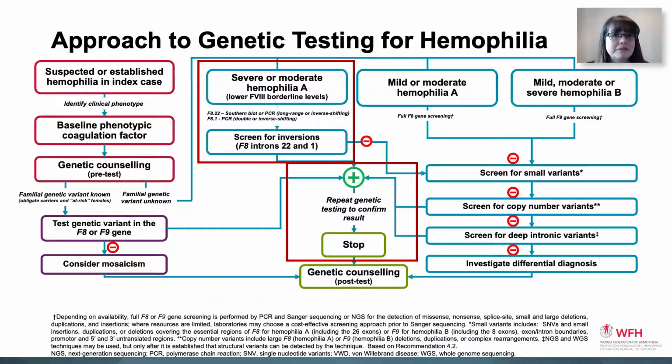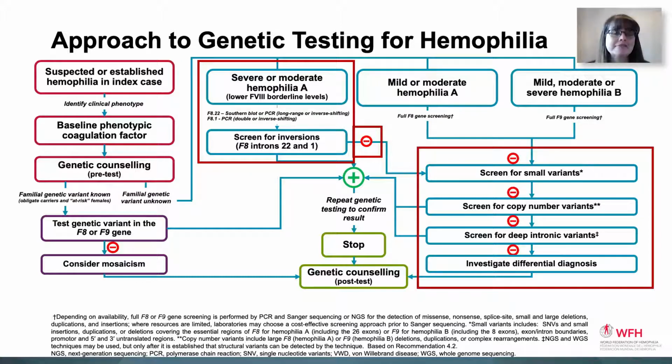If these inversion mechanisms aren't detected, then we will cascade those samples on for further analysis of the factor VIII gene. We'll do full factor VIII gene screening. So factor VIII is located on the X chromosome. It consists of 26 exons, so we will screen all 26 exons, the splice site boundaries of the exon and the intron, and we'll screen for the 5' and 3' untranslated regions.